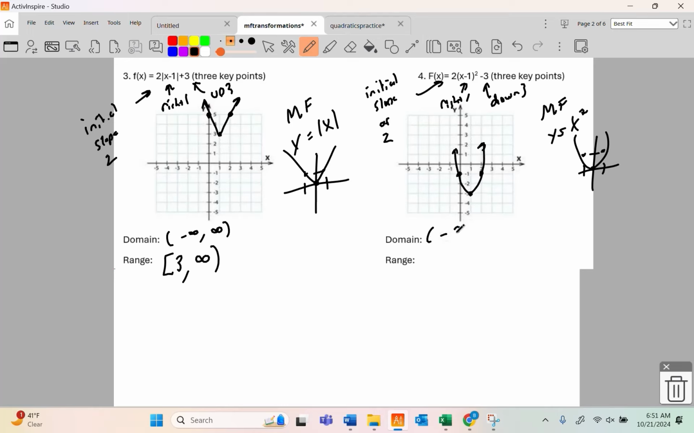Your domain is negative infinity to infinity, and your range is a low value of negative 3 raised to a high value of infinity. It's easy peasy, bruh.